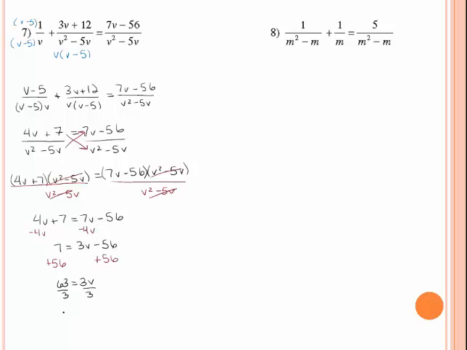Now I need to make sure that that is going to be a valid result, and so we need to set this denominator equal to 0. And I would get that v equals 0 or v minus 5 equals 0. So that would mean that v cannot equal 0 or 5. Well, I got that v was 21, so this is okay. This is valid.